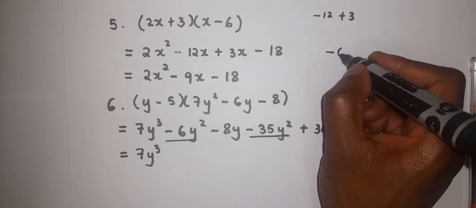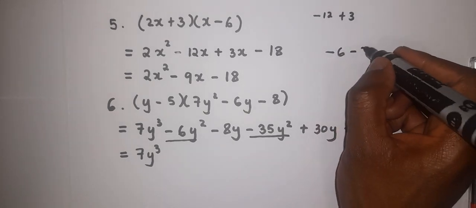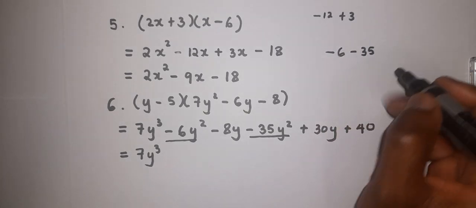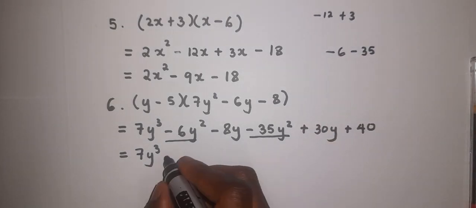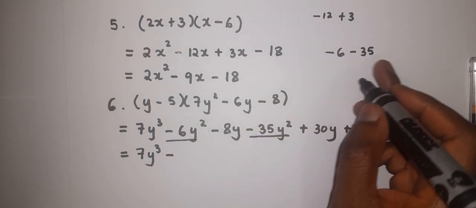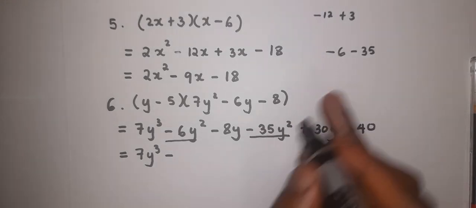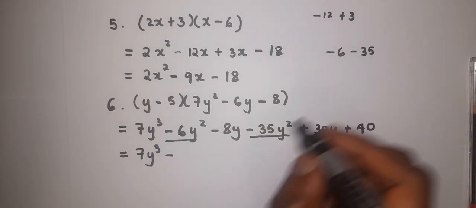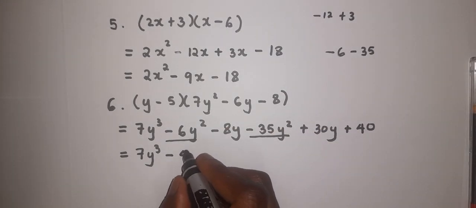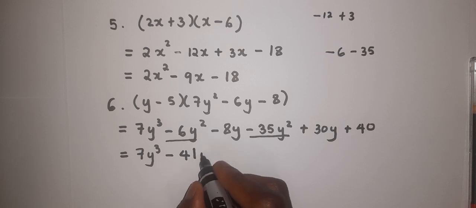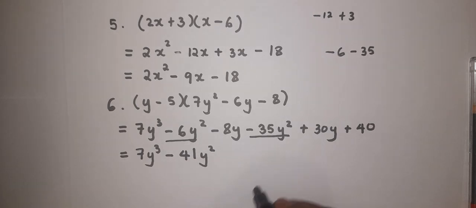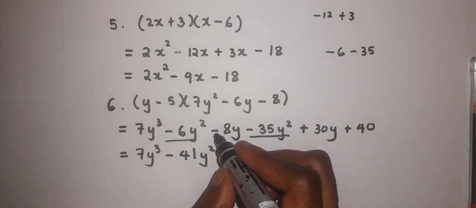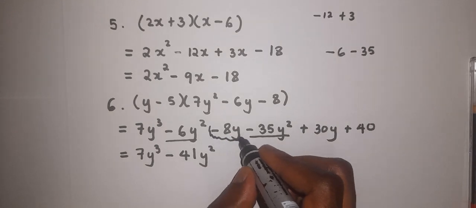Similarly, -6 is the first coefficient. -35 is the second coefficient. Signs are the same. You keep the same sign and then you add these two integers. Adding the two integers, 6 plus 35, it gives us 41y squared.